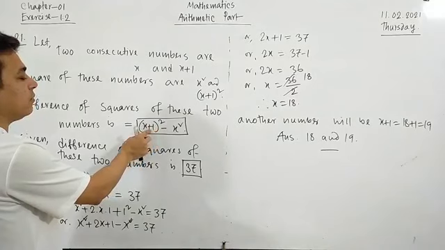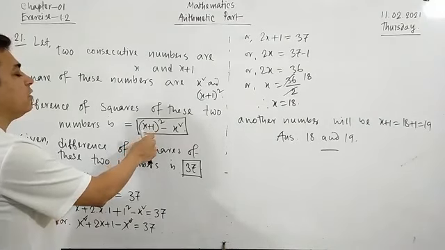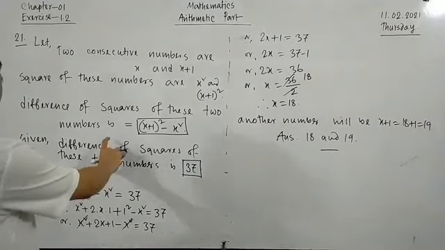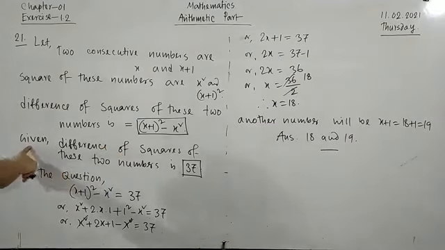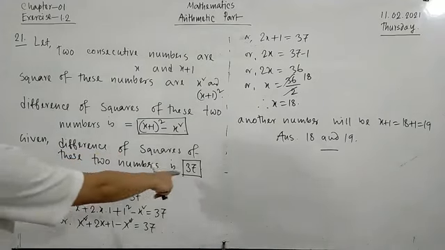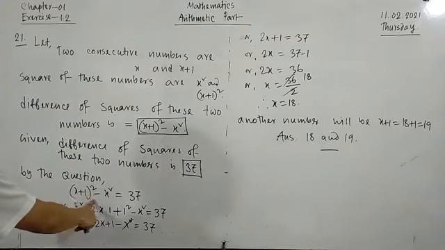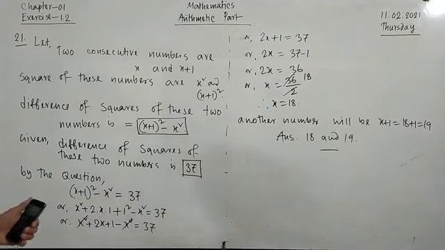So that is why I have written the difference with the bigger one in the first position: x plus 1 whole square minus x square. And in the question it is given that the difference of squares of these two numbers equals 37. So by the question, x plus 1 whole square minus x square equals 37.